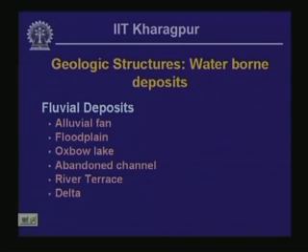We now try to get an idea about different types of landforms that one might encounter in a fluvial environment, an environment where there is water flowing through the ground surface like a river. So, river related landforms include alluvial fan.